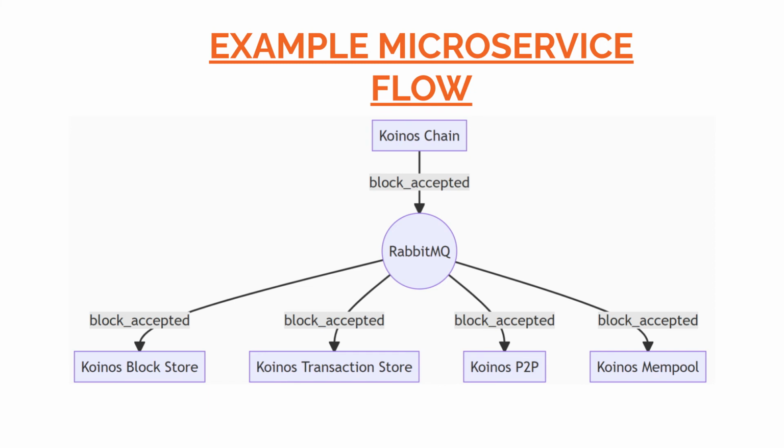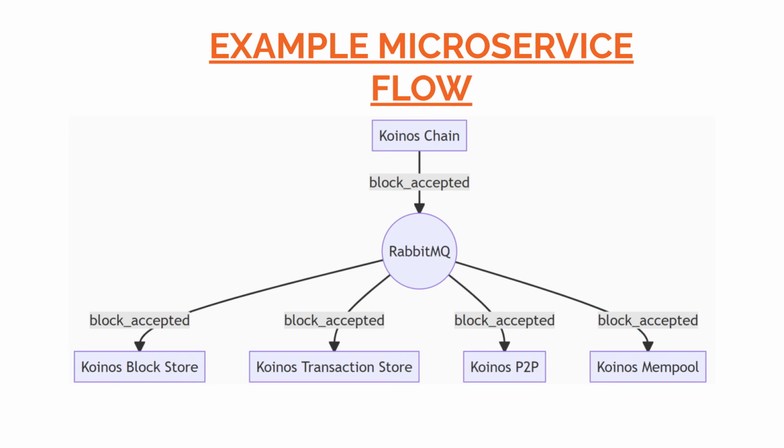The Koinos transaction store will archive this block, and it will allow the answer of queries by other nodes on whether or not this block was accepted. The P2P microservice now knows that a new block has been accepted and begins coordinating with other nodes. Lastly, once the Koinos mempool knows a block has been accepted, it can remove all the transactions that were in that block from the mempool. And that's basically how the microservices communicate with each other and how information is spread from one microservice to another.